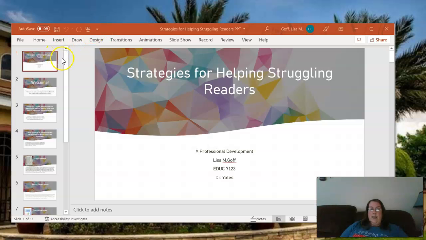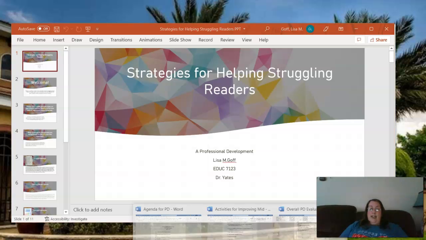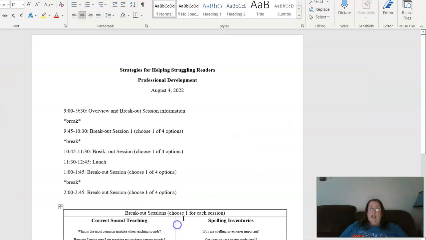So I created a 1-day presentation with 4 breakout sessions that will give participants a chance to learn about the strategies and also do some hands-on learning and teaching from it. So when the day begins, participants would have an agenda and it would show how the day would run. So we'd have an overview and then each of the breakout sessions has a 45-minute time frame.